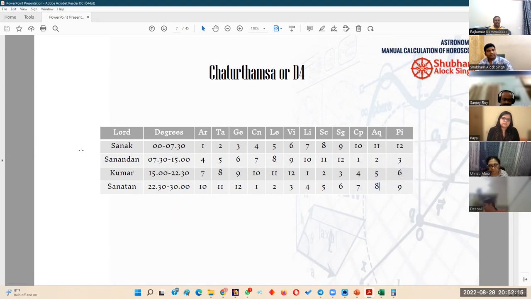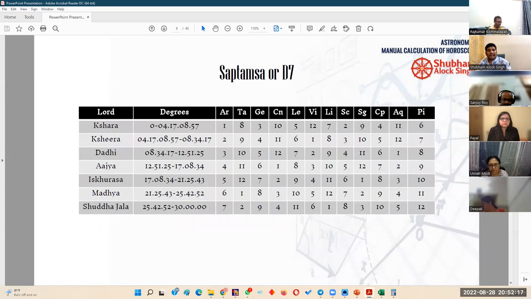Hence the calculation. For D7, one Rashi is divided into seven parts. Sorry, odd Rashi, Aries, Gemini, etc. D7 starts from the same Rashi. Even Rashi, Taurus, Cancer, etc. The D7 starts from the seventh Rashi. Taurus, seventh Rashi will be Scorpio. Hence, D7 starts as Scorpio and goes into the next seven Rashis.